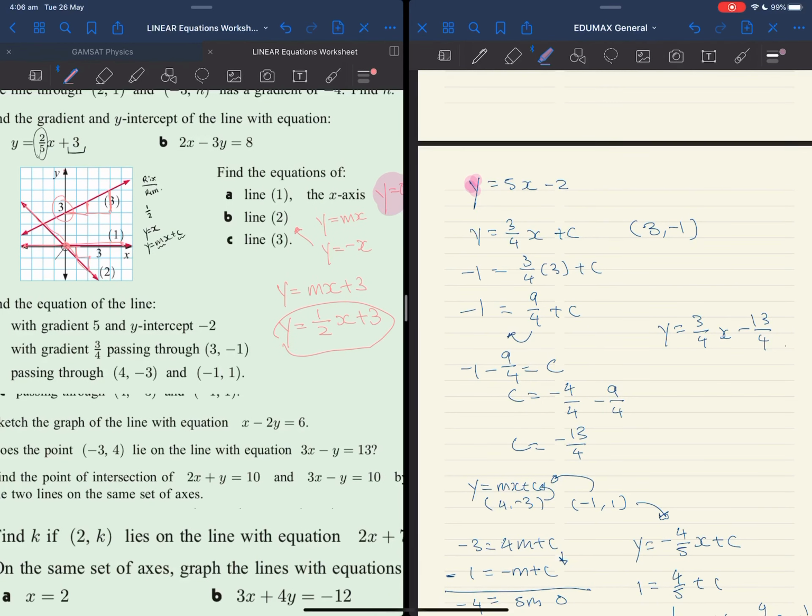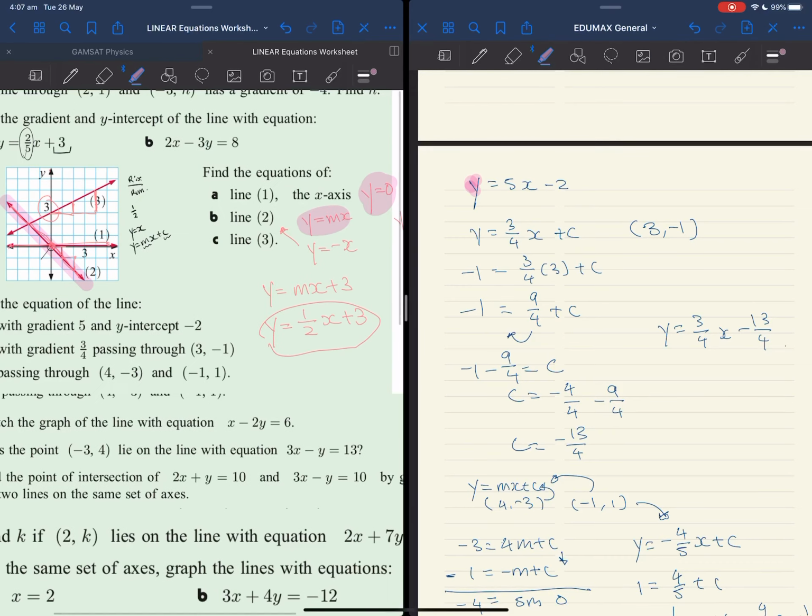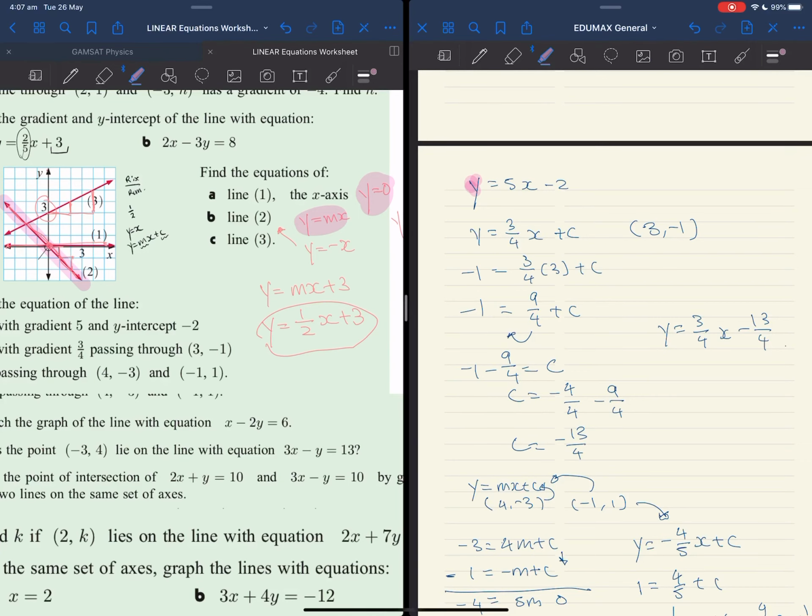So line 2. Line 2 is this one. So we look at this line here. Similarly, where does it intercept the y-axis, which is the c value of y is equal to mx plus c? It intercepts at 0, right? So we get y is equal to mx, because it'll be y is mx plus 0. Now we look at the gradient. It is -1 because for every 1 it goes across, it goes down 1. So the rise over run is just -1 over 1. So it's a negative x. y is equal to negative x is the equation.